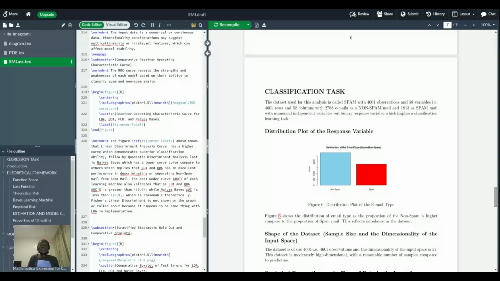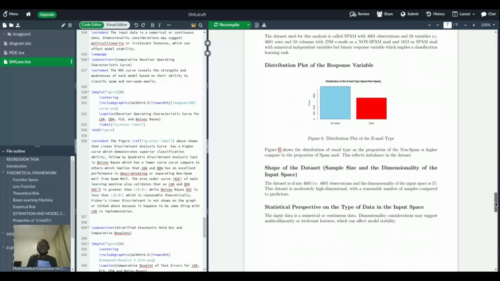For the classification task, I have my data of 4,601 observations with 58 variables, with a response variable, email type, with binary output 0 and 1, that is non-spam and spam. This is the distribution plot of my email type. The proportion of the non-spam is higher than the proportion of the spam.